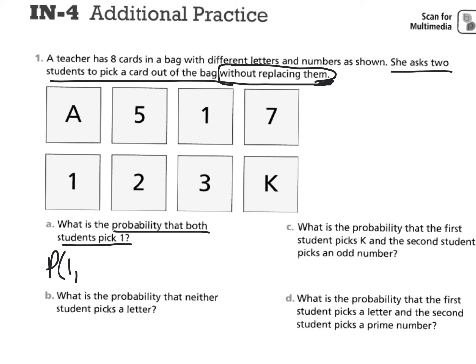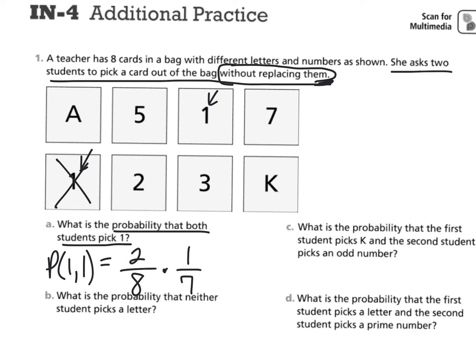Okay, so we want probability of a 1 and then a 1. So first student to pick a 1. If you look at the 1s, we've got 2 options that are 1s out of 8 total. Once one of them picks a 1, it's not put back in, so there would only be one other 1, and there would be a total of 7 options. So that's a 1/7 chance.